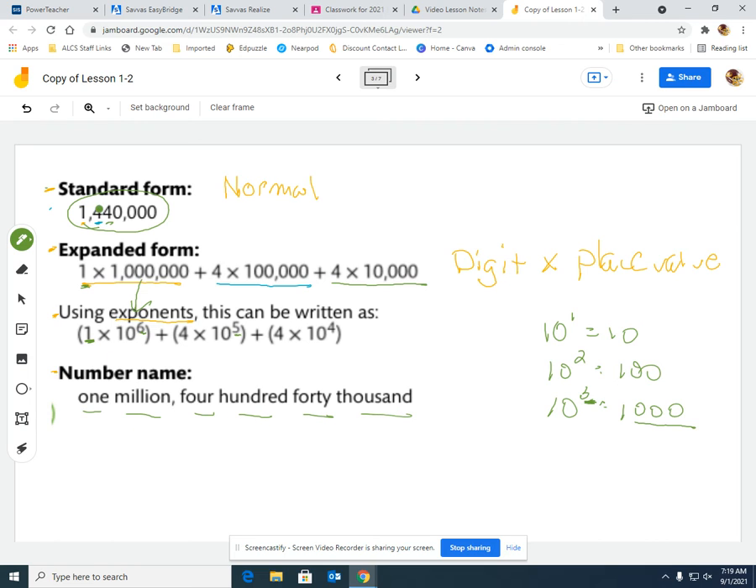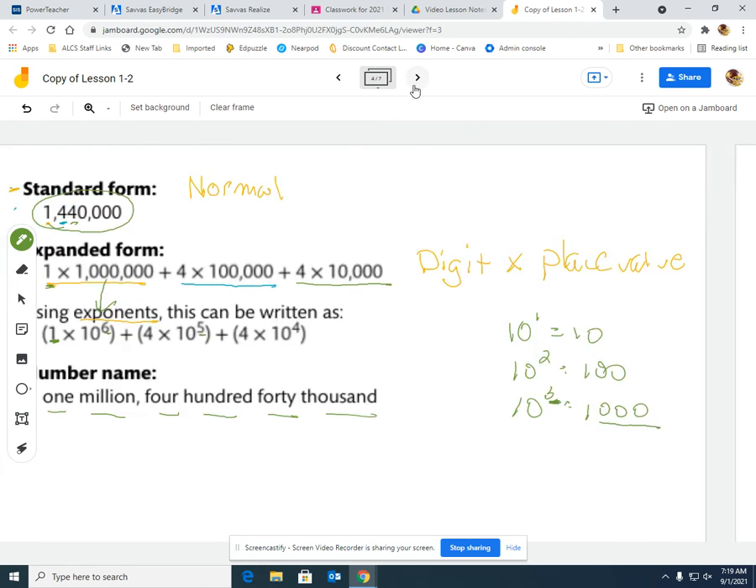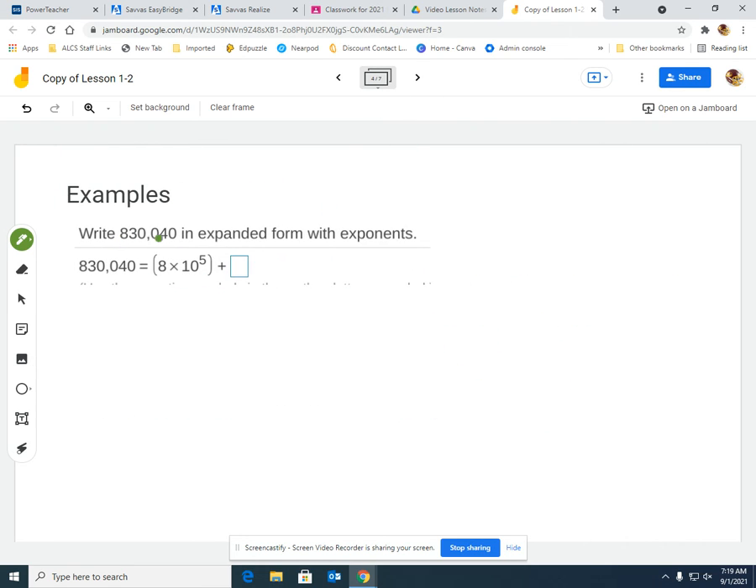1,440,000. Notice we don't say "1,440,000 and 1,000." It's 1,440,000. So we're going to go through a couple of examples now. We want to write this in expanded form using exponents. So they kind of start with this.